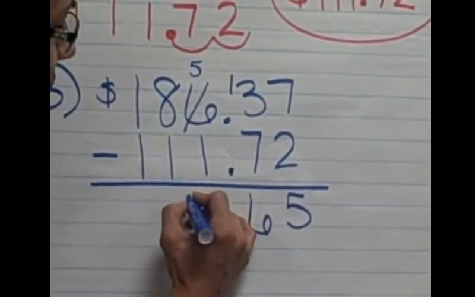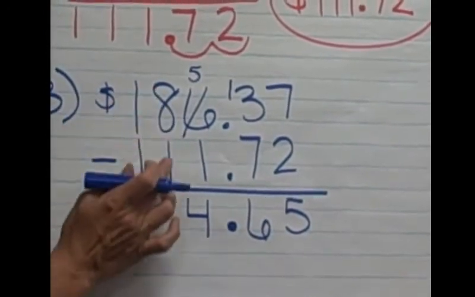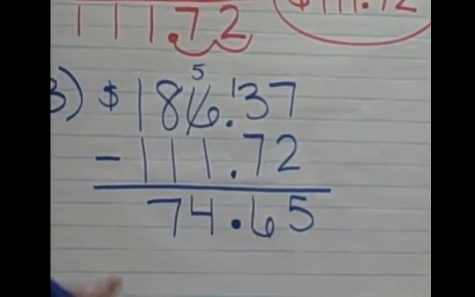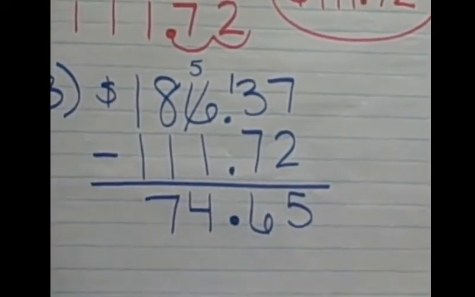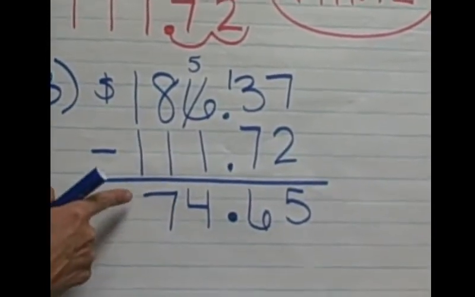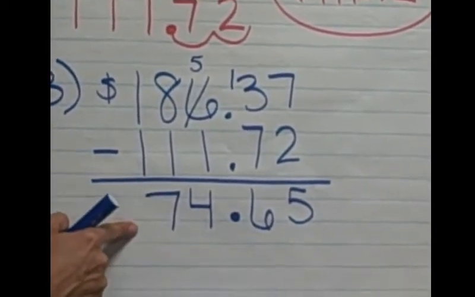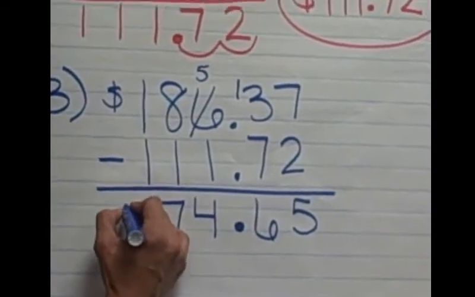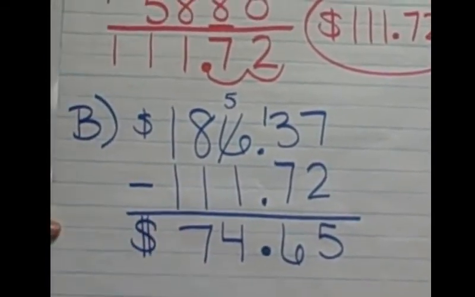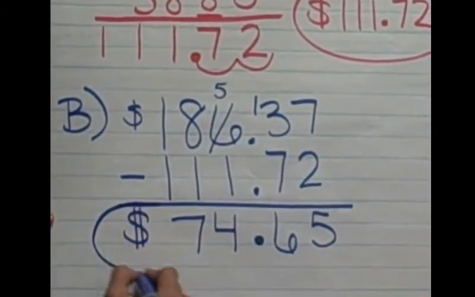5 minus 1 is 4. 8 minus 1 is 7. And 1 minus 1 is 0. Since we are at the beginning of a whole number, we don't need that 0. So I'm going to go ahead and add in my $ sign. So look at this, you all.